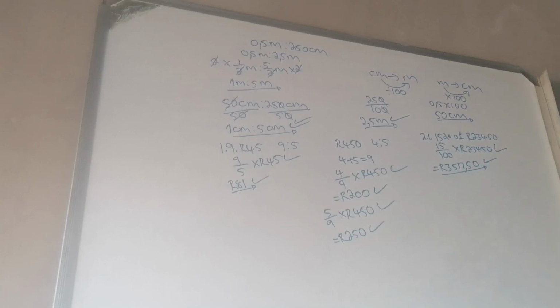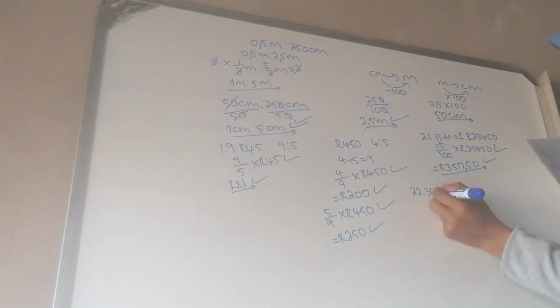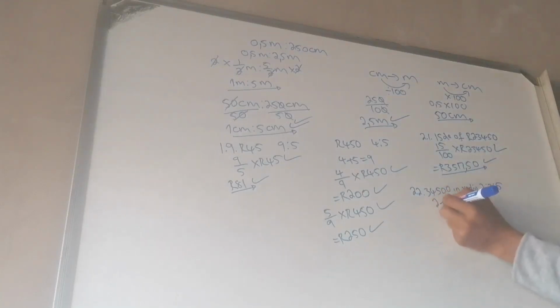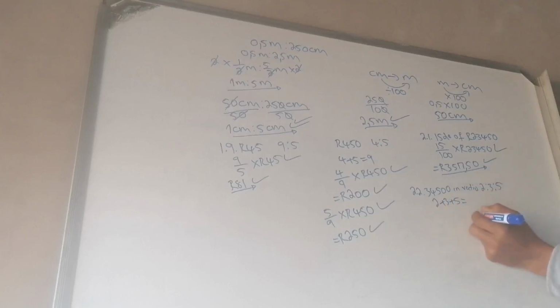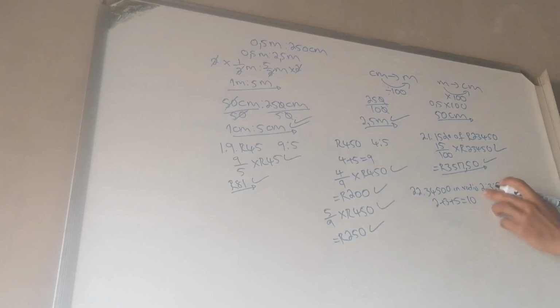Divide 34,500 in the ratio 2:3:5. To do this, you add the ratio together: 2 plus 3 plus 5 equals 10. And then you say 2 over 10.